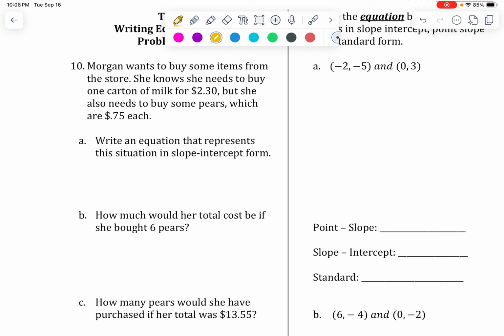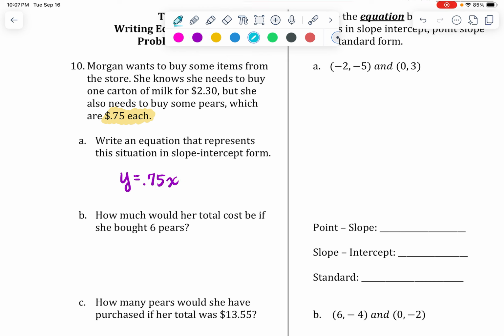So they're asking you for slope-intercept form, so I would assume that they're giving me a slope and a y-intercept. Notice I have to make that assumption because we're talking about the total amount of money, which is your y, right? So y equals, remember to find our slope, we want to look for that word each, right? So it's 75 per pair. Right, so 0.75x.